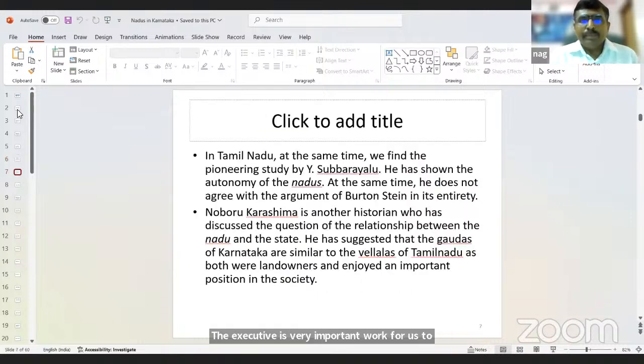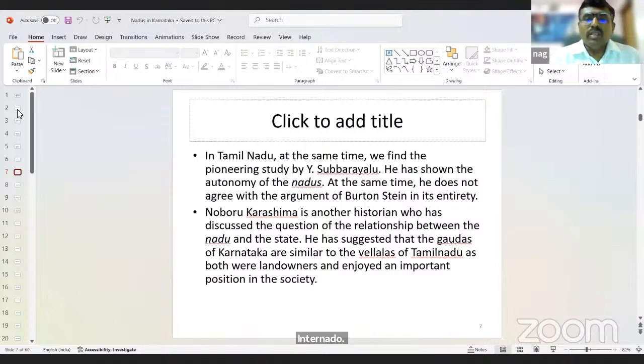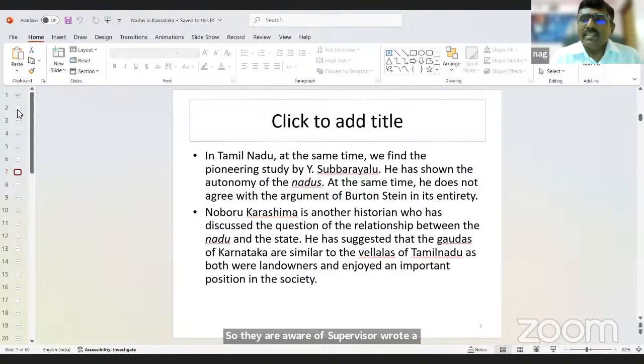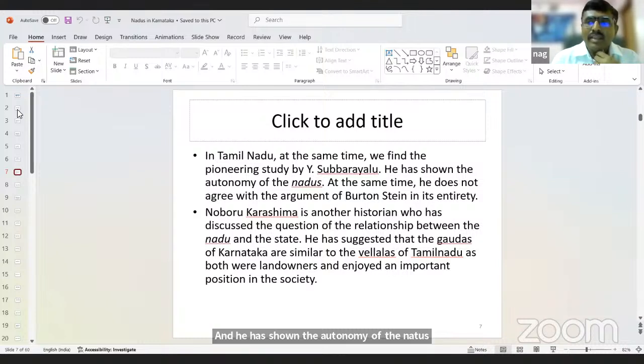In Tamil Nadu, we find the study by Subbarayalu. Yesterday some scholars were also talking about Subbarayalu, so participants of this course are aware of him. Subbarayalu wrote on the Chola state. He talks about the land revenue system and the Nadus in the Cholas, and he has shown the autonomy of the Nadus. But he does not agree totally with the argument of Stein.